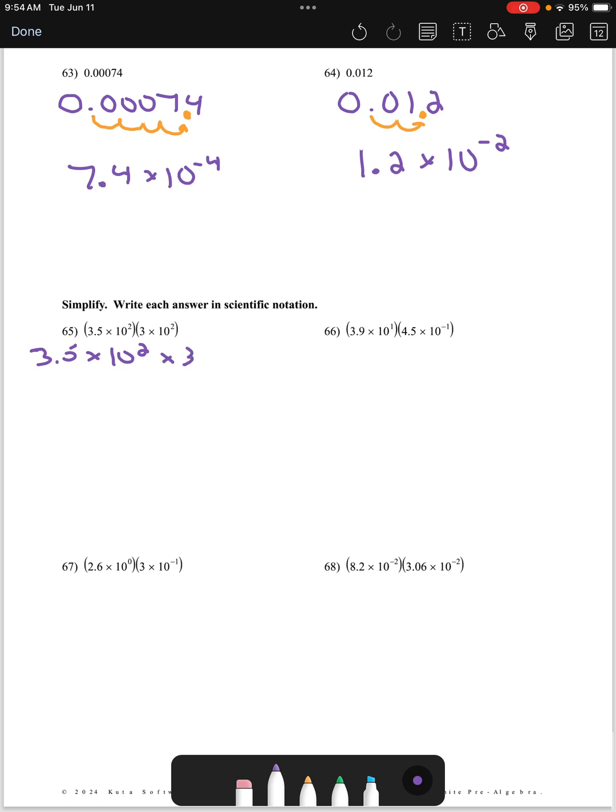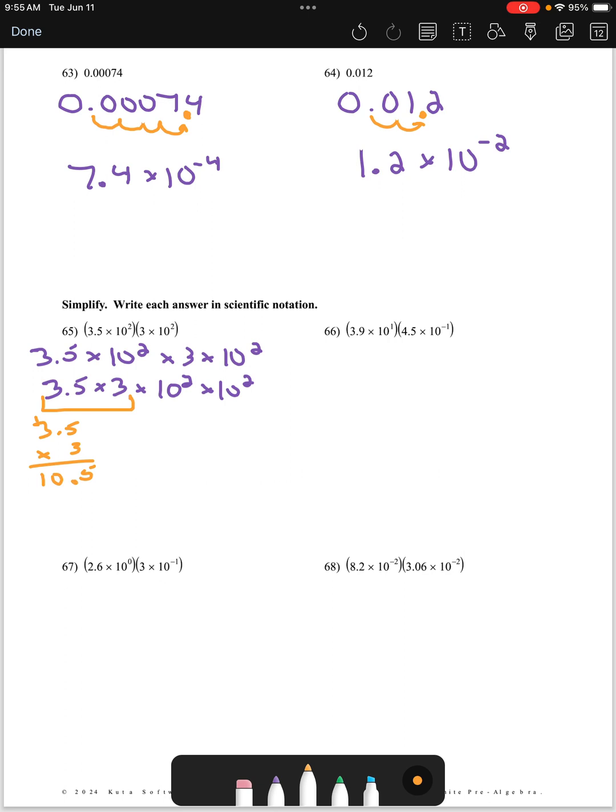So let me show you something. Technically speaking, we can use just expanded multiplication to write this down. And then multiplication is commutative, so I can rearrange it to put the 3.5 next to the 3 and the 10 to the seconds next to each other.